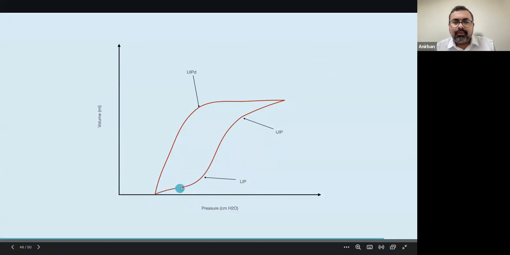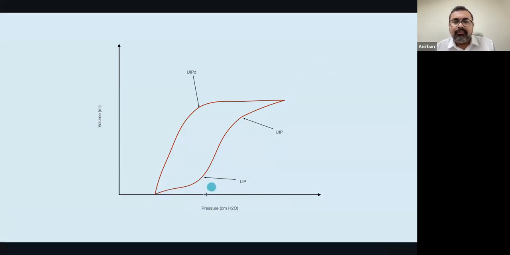So yes, in short, in the inspiratory limb, we have a lower inflection point where the alveoli are starting to open up, and the upper inflection point, beyond which the alveoli are getting over-distended. And there is a deflection point also in the expiratory limb. The deflection point is where the alveoli might start to collapse.